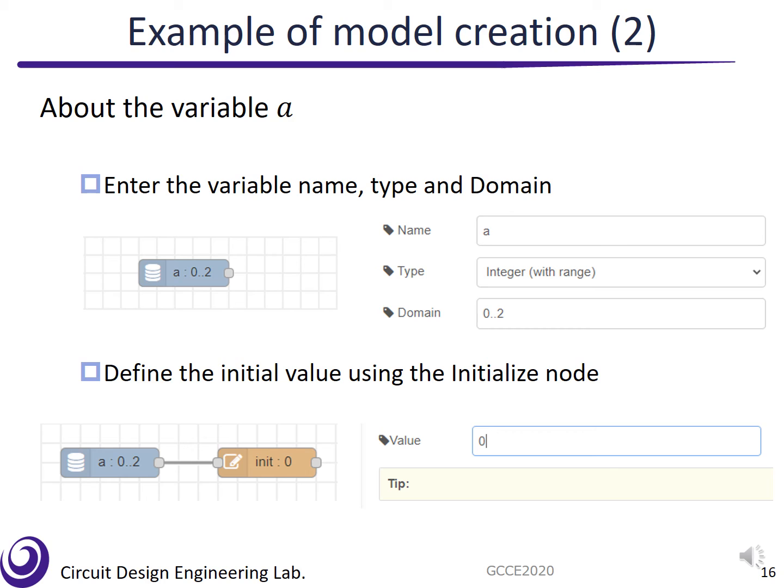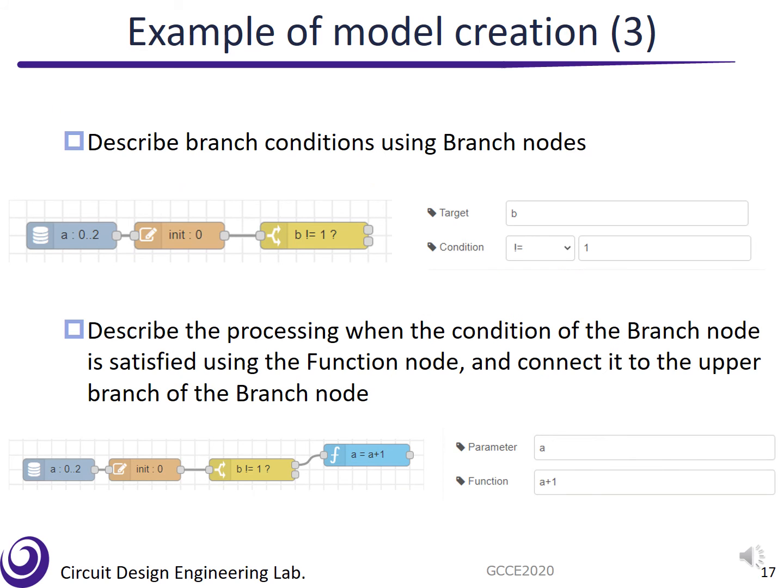I'd like to explain the variable a. For variable a, the type is integer and the domain is 0 to 2. Then use the initialize node and enter the initial value. Then connect these two nodes. Next, use the branch node to describe the branching conditions. In this case, write b not equal 1.